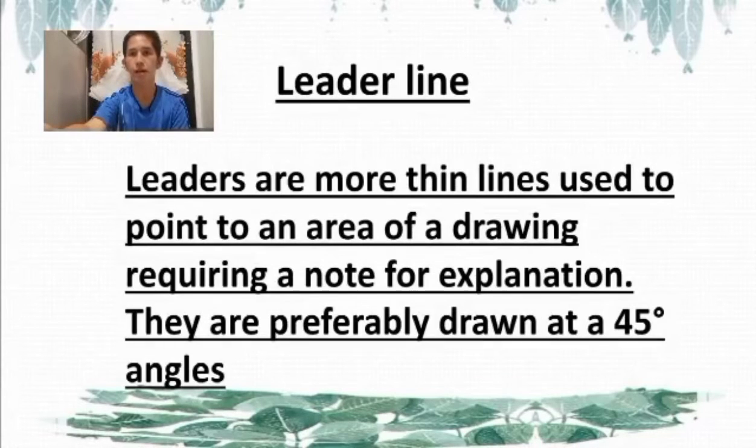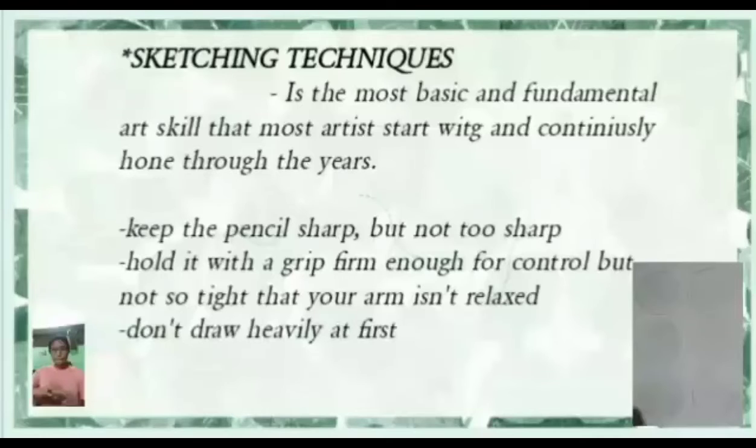Next is the leader line. Leaders are thin lines used to point to an area of a drawing requiring a note for explanation. They are preferably drawn at a 45 degree angle. A leader line is a line that establishes a connection between a graphical representation of an item and some text. A leader points to a bit of the drawing and says, "Look here, and read this." The leader line itself should be a continuous thin line.